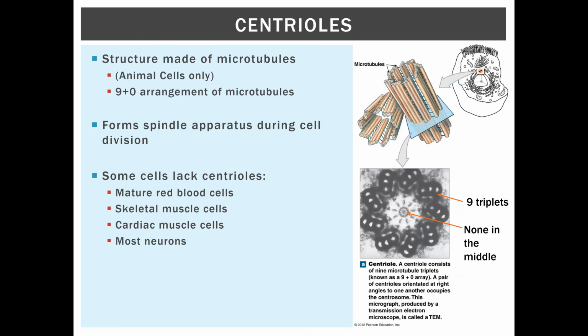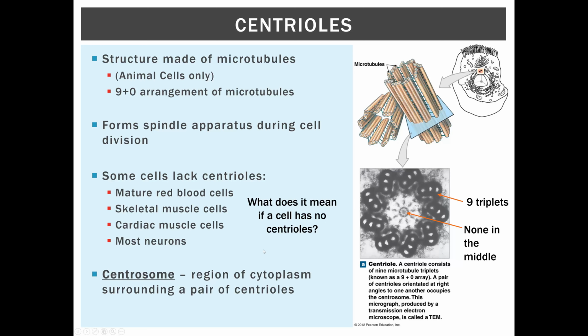Some cells lack centrioles, like mature red blood cells, skeletal muscle cells, cardiac muscle cells, and most neurons. So what do you think it means if a cell has no centrioles? Well, since the centriole forms one of the main structures needed during cell division, it means that these cells do not divide.